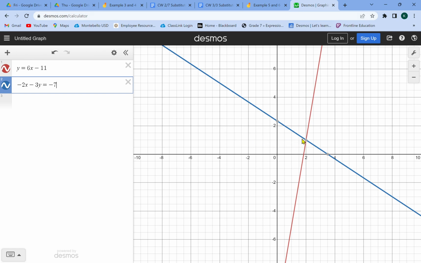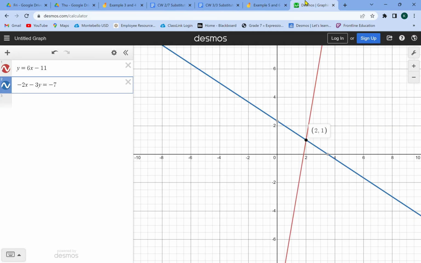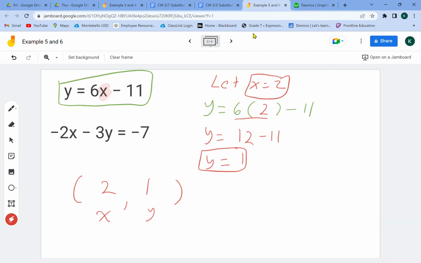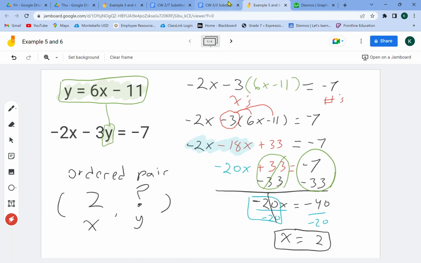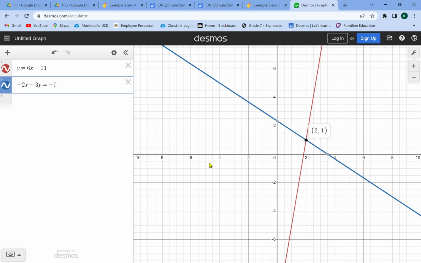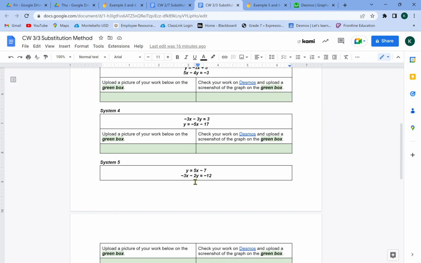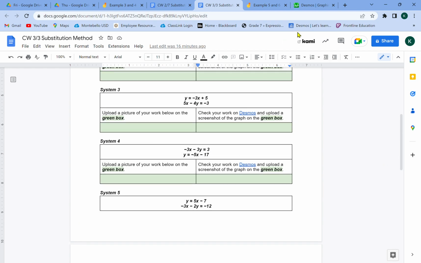All right, and then I see where it intersects, and notice that it intersects at 2, 1, and I'm going to go back and check, and notice that that's what I got here, 2, 1. So again, what you want to do is make sure you work out the work here, and you submit a picture, and then take a screenshot of the graph here, and then make sure that this is seen where it intersects. So make sure that you highlight that point, and you're done. Okay, and you do the same thing with the following equations here.